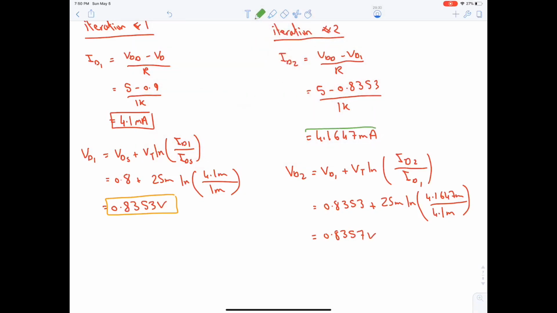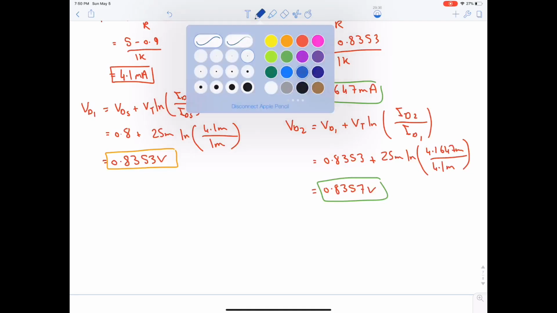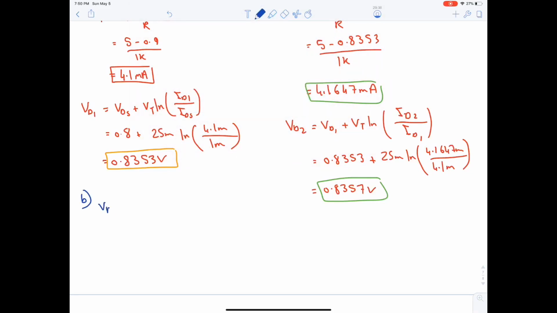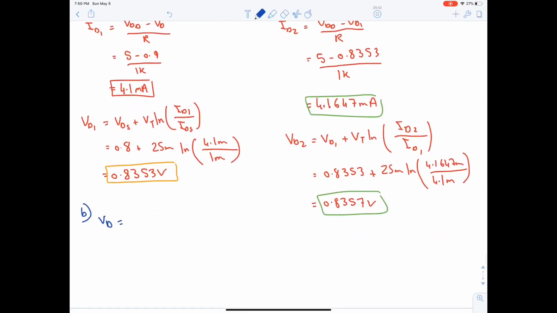Okay, I hope it's clear now. This is the exponential model. Now for the constant drop model, what is VD? VD is 0.9, and for ID, it's equal to VDD minus VD divided by R. So it will be 5 minus 0.9 divided by 1K, which is equal to 4.1 milliampere.